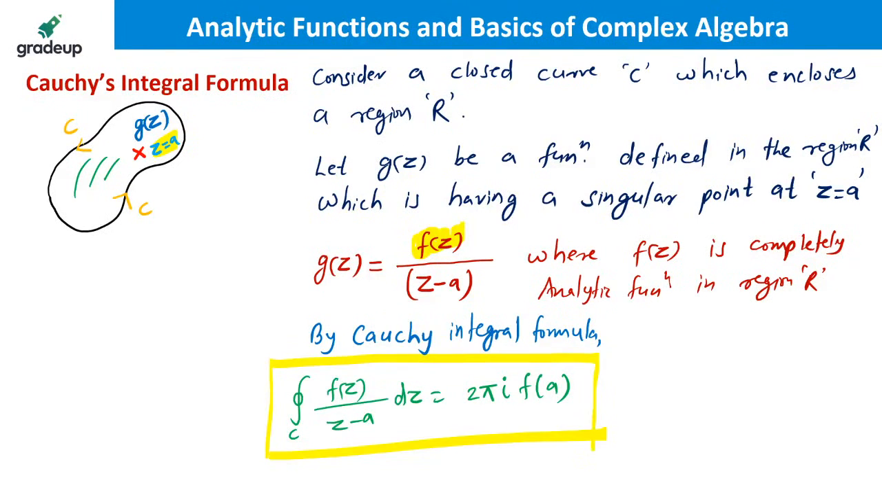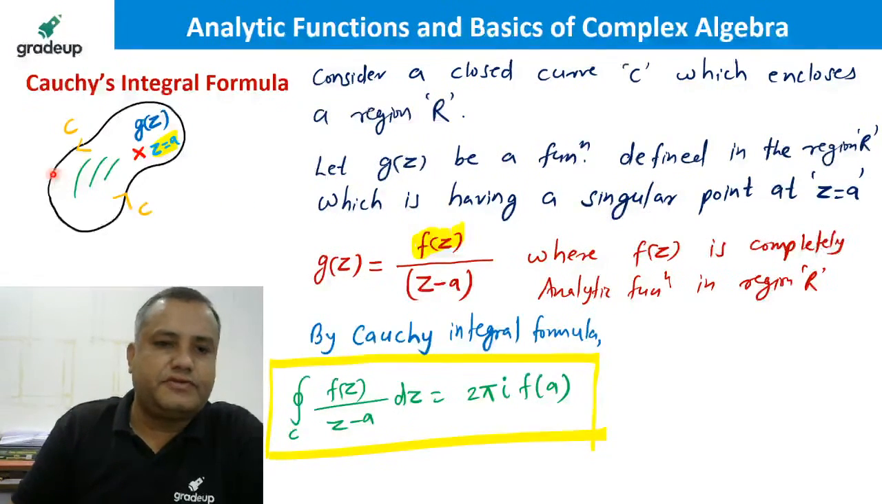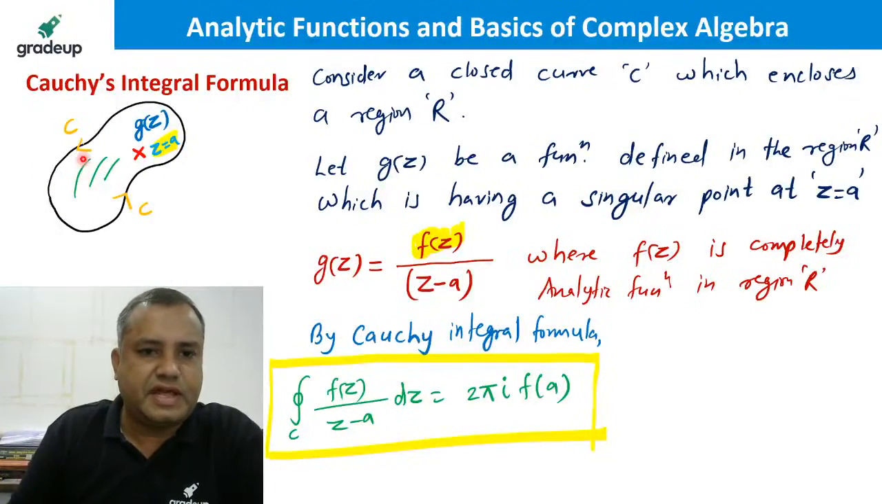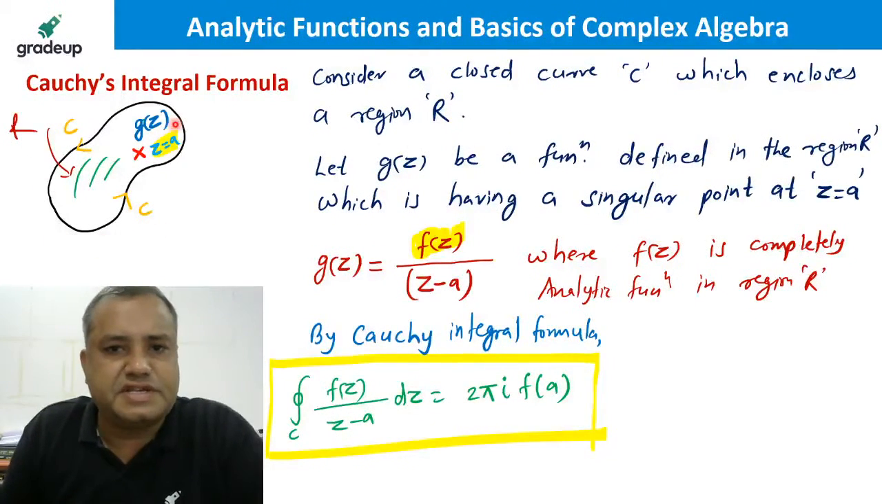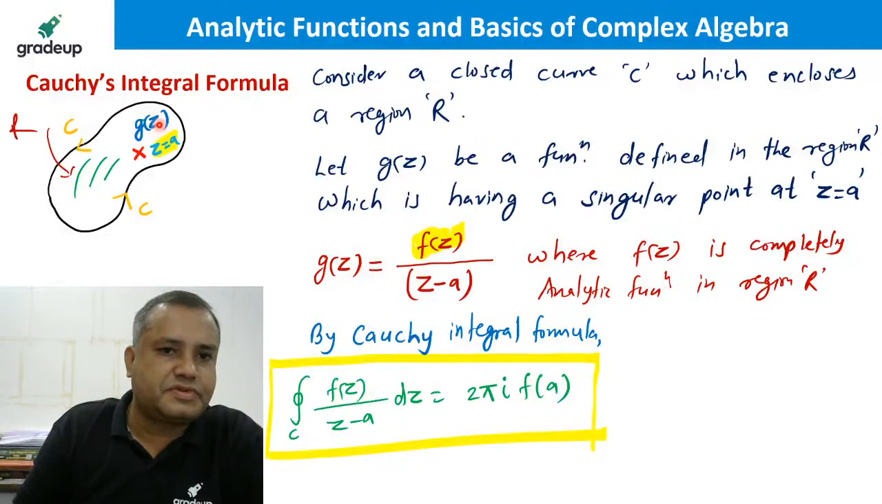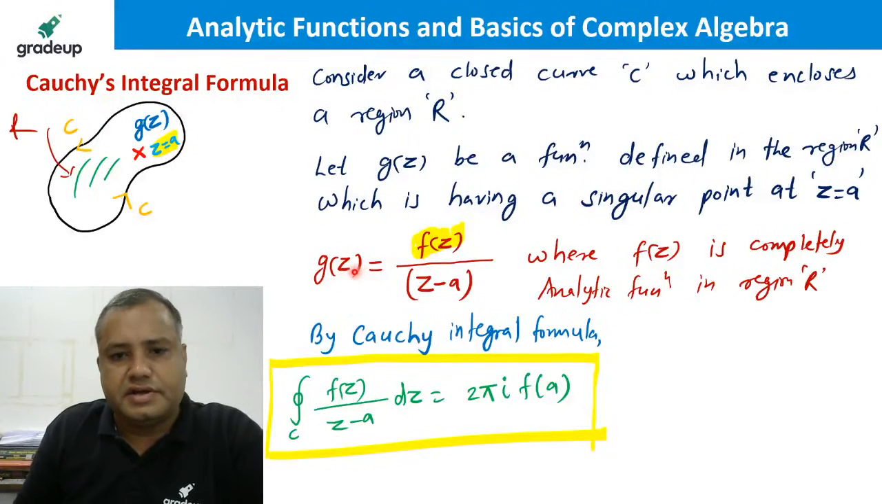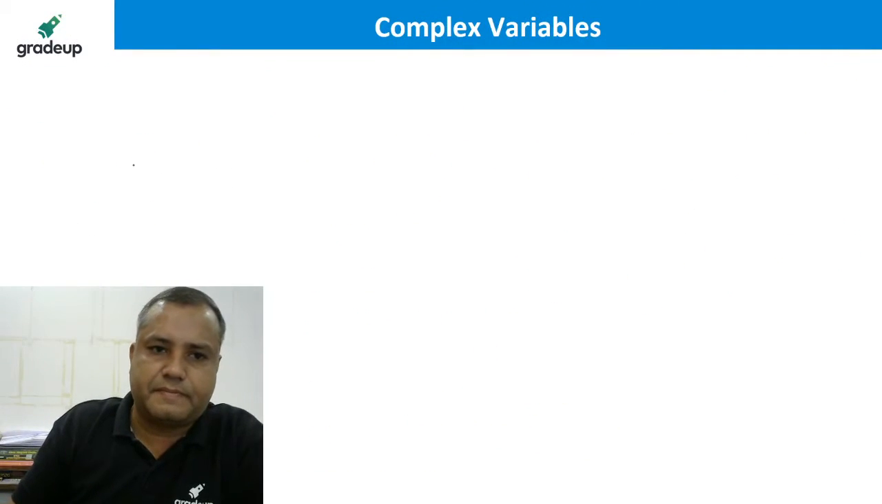Now see here. If you have a closed curve C, in this closed curve C, there is a region R. This region is region R. This closed curve C is having a function g of z, and this g of z is having singularity at z equal to a. Then integration of this g of z will be 2 pi i f of a. See here.